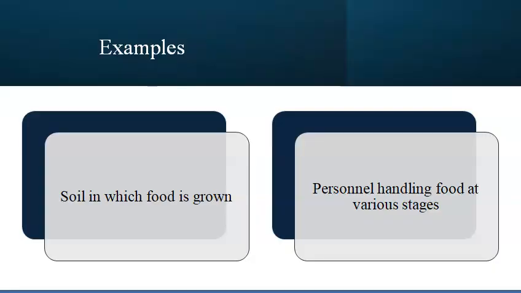Food also gets contaminated by water used for cooking or washing, soil in which food is grown, containers used for storage, preparation, and service, personal handling of food at various stages, and pesticide residue contained in mineral water and soft drinks.